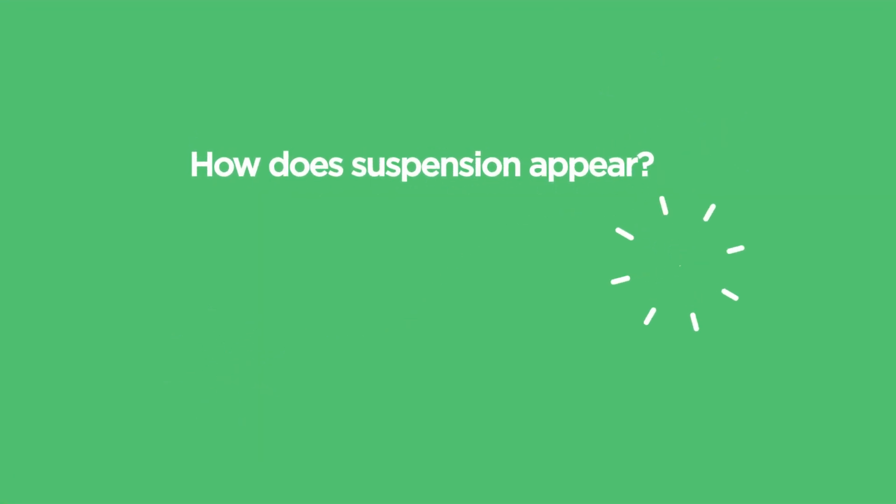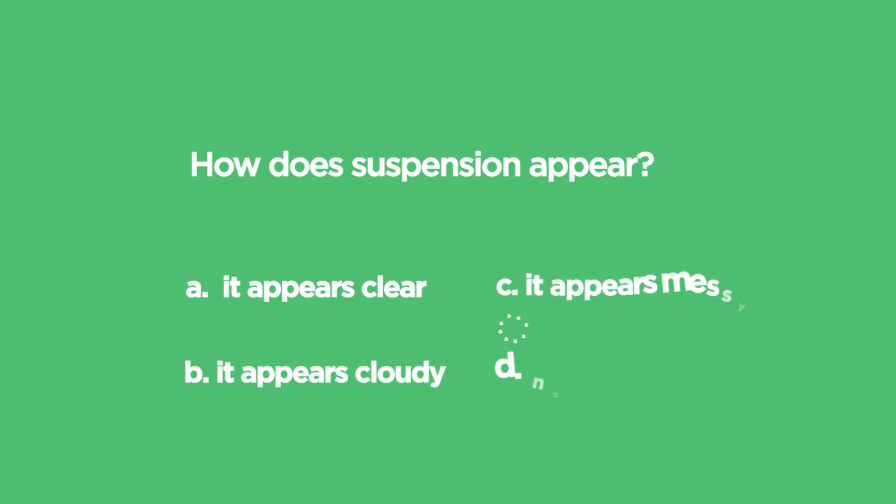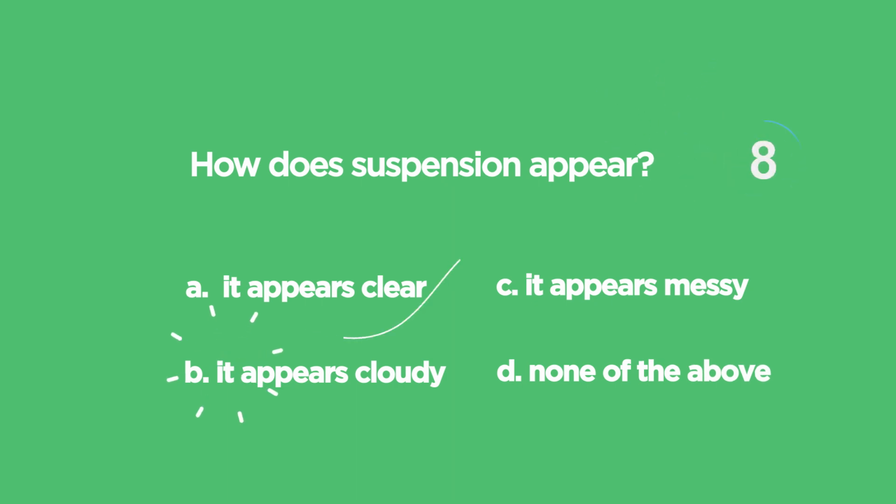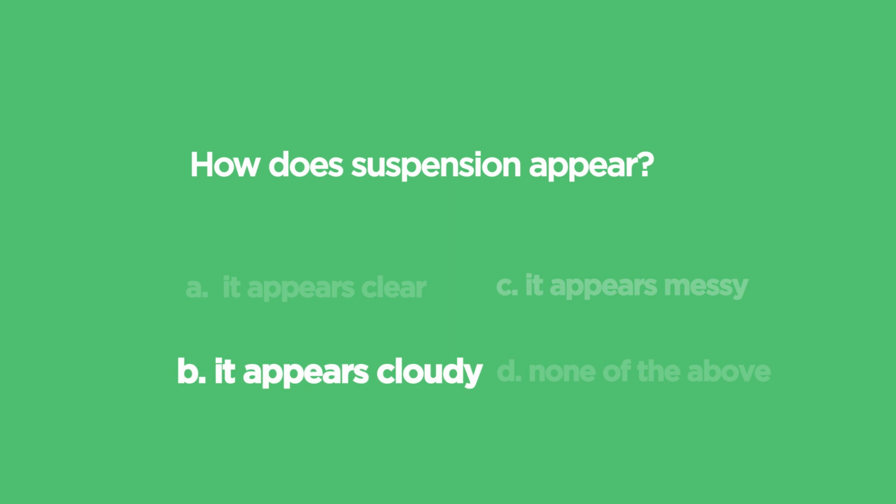Number 4. How does suspension appear? A. It appears clear. B. It appears cloudy. C. It appears messy. D. None of the above. The correct answer is B. It appears cloudy.